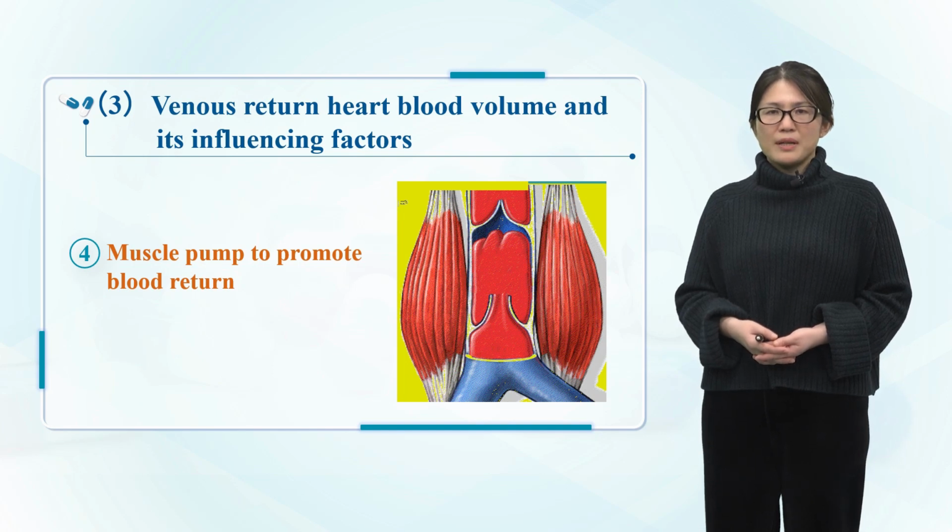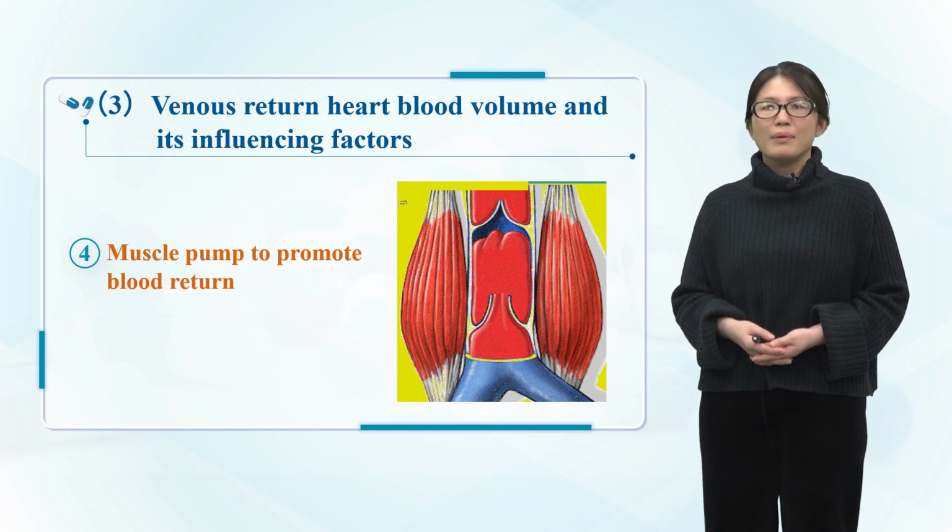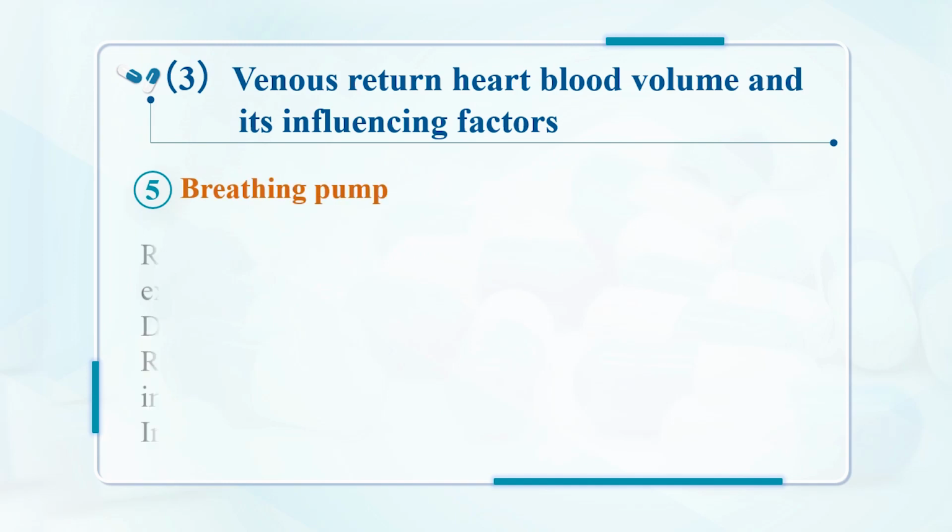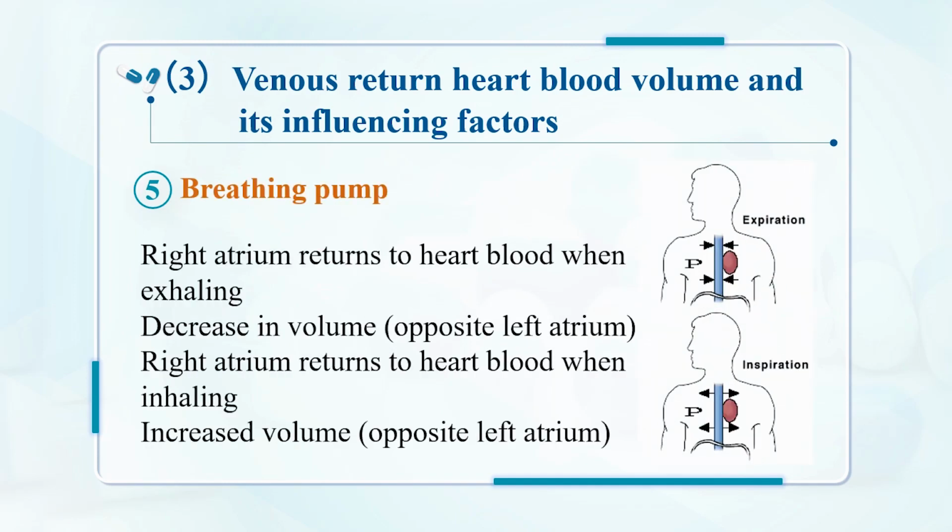Posture changes mainly affect the veins. Transmural pressure changes venous return blood volume. During exhalation, the negative pressure of the pleural cavity decreases, and the blood volume of the venous return to the heart decreases accordingly.